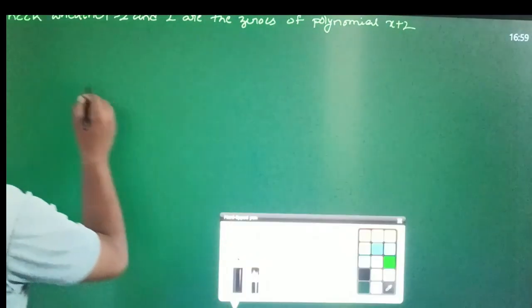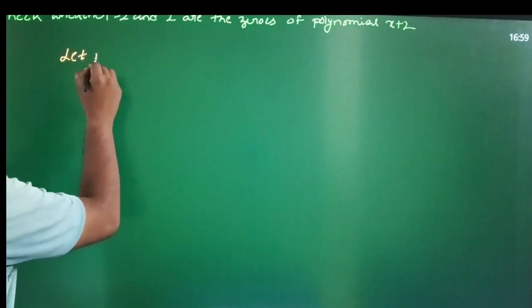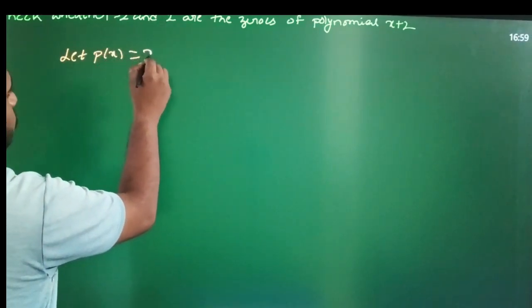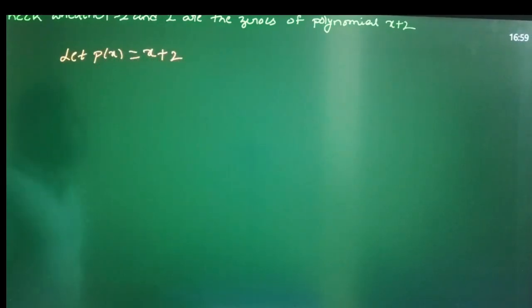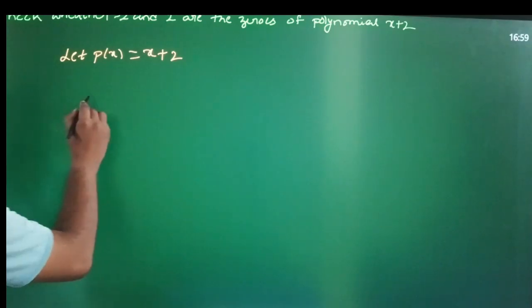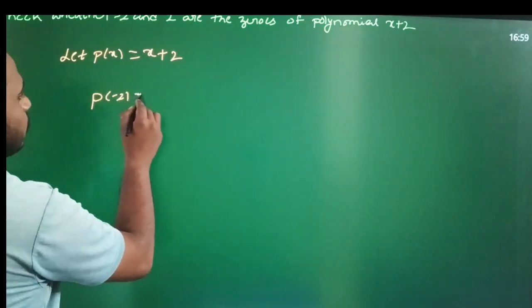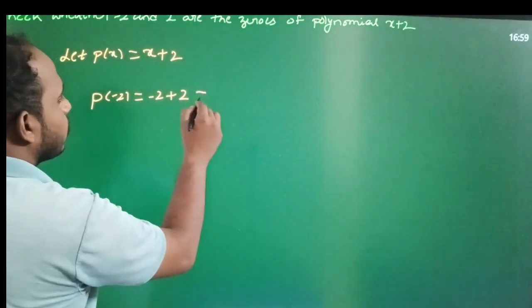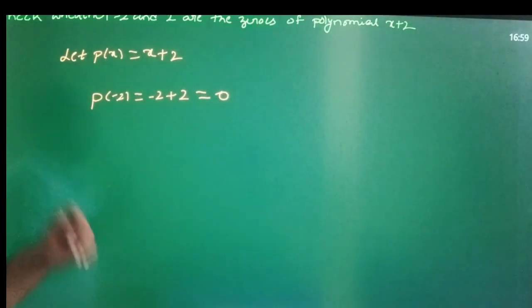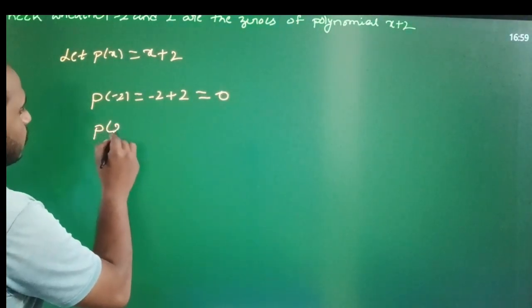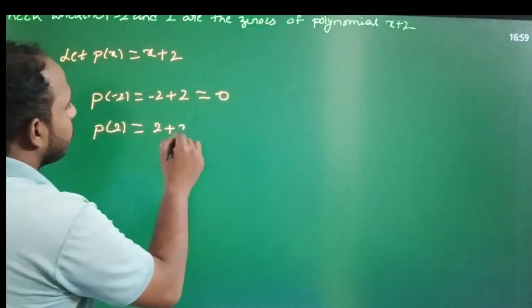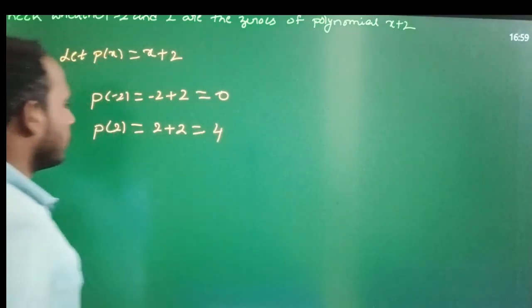Now, first we take the polynomial p of x. Let p of x equal x plus 2. Now, we have to find the value at x equal to minus 2. Now, p of minus 2 equals, we replace x by minus 2, then we get minus 2 plus 2 is 0. Now, we replace x by 2, we get 2 plus 2 is 4.